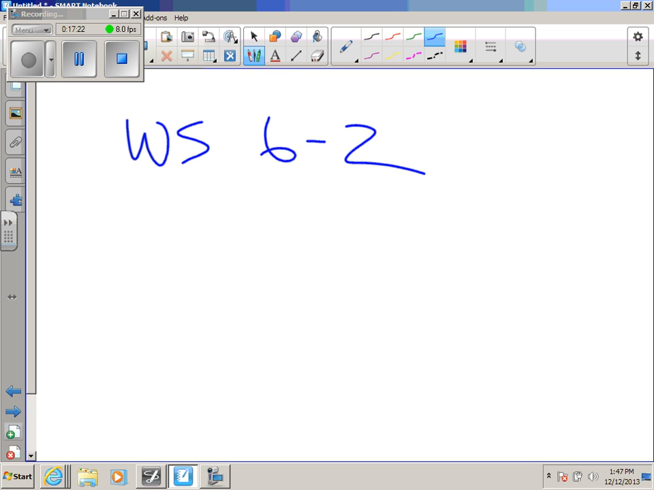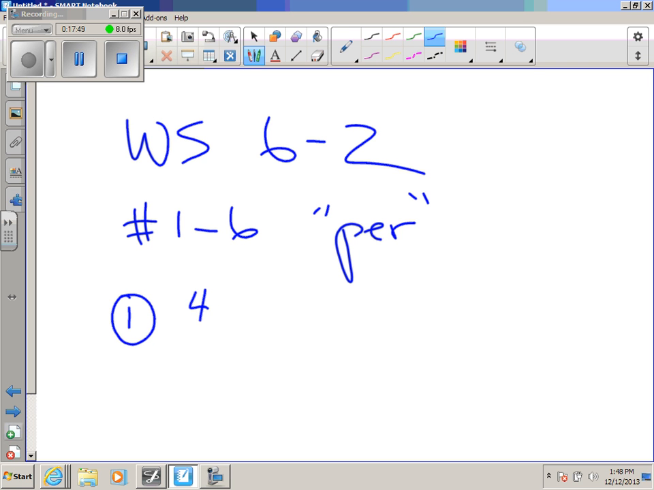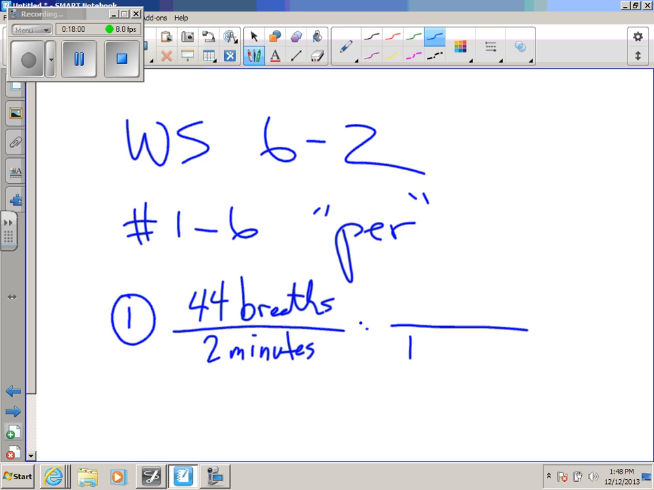1 through 6 wants the unit rates. So 1 through 6, you're going to be using that word per. So when we look at number 1 together, 44 breaths in 2 minutes, how are we going to set that up? Number 1. How are we going to set up number 1? Kishana? How about 44 breaths on top divided by 2 minutes? What I need to know is how many per minute.